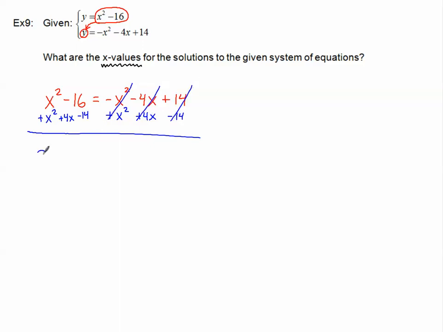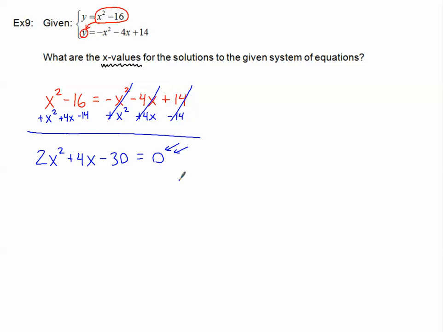X squared plus x squared gives me 2x squared. The 4x is just going to sit there next since there's nothing to add to it. And negative 16, take away 14 more would be negative 30. And there's my 0 since everything else canceled away, and I need to see my 0.